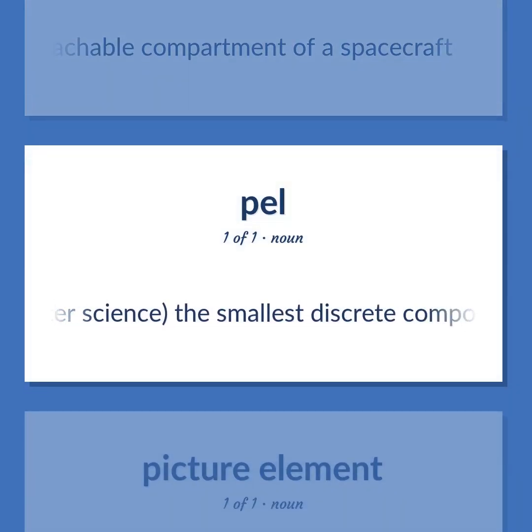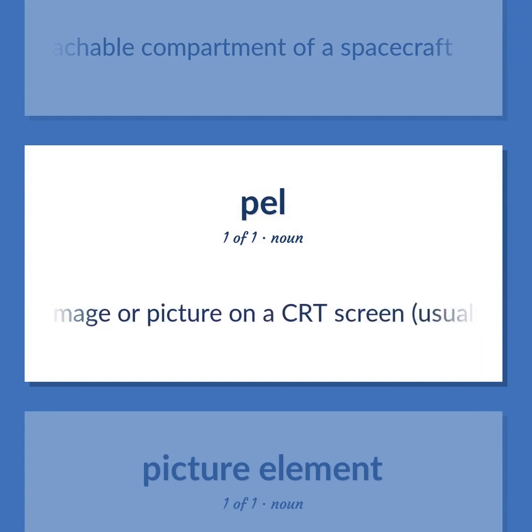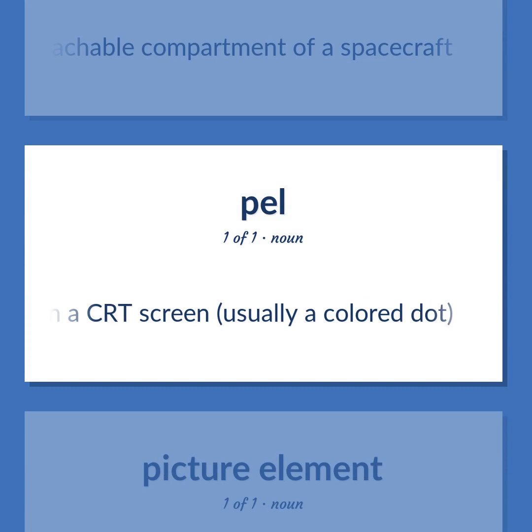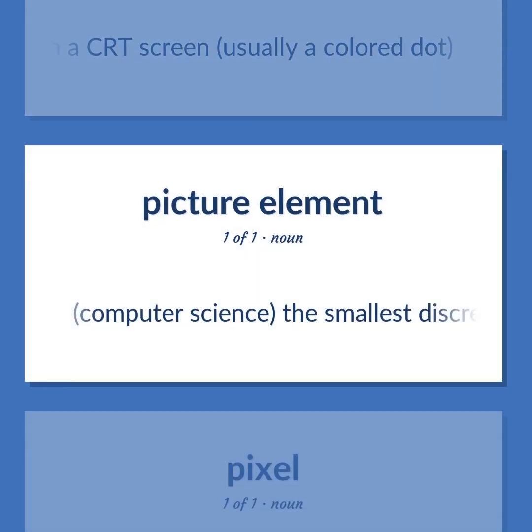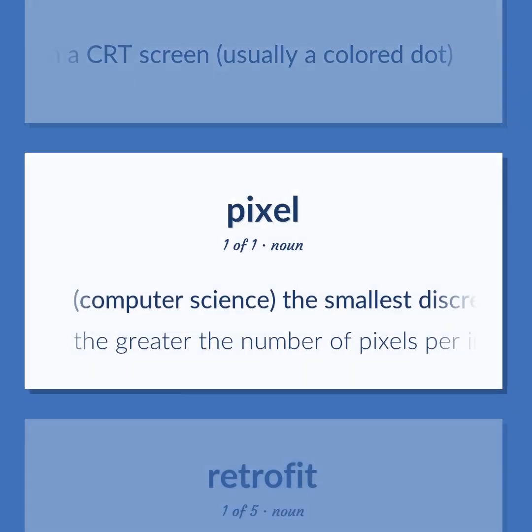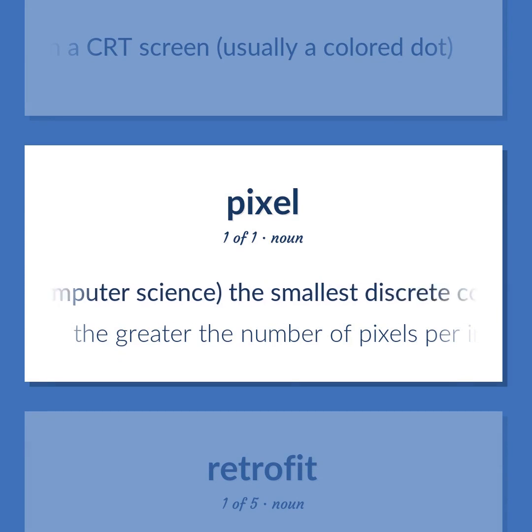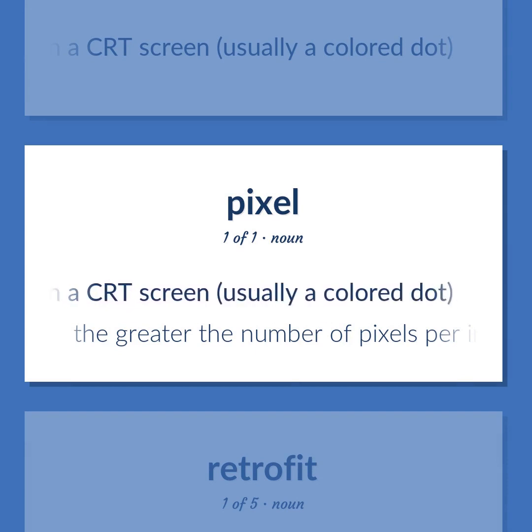Computer science, the smallest discrete component of an image or picture on a CRT screen, usually a colored dot. The greater the number of pixels per inch, the greater the resolution.